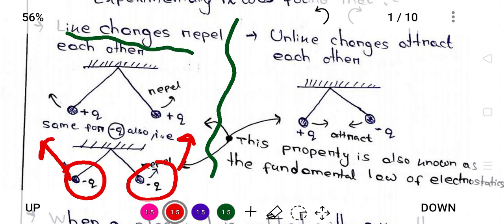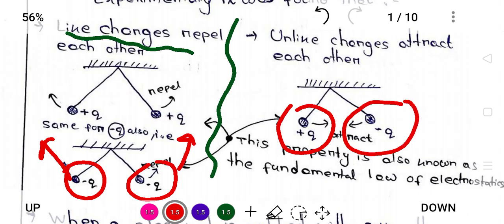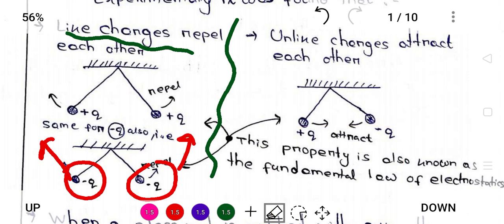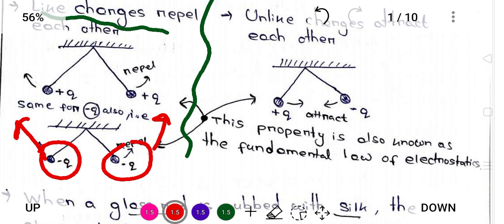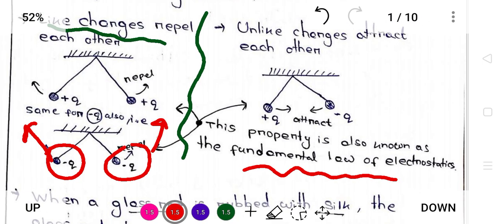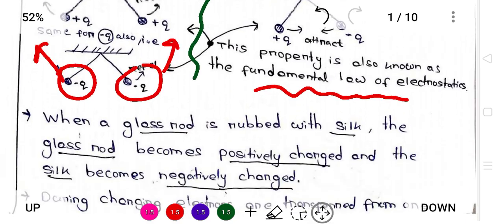Now consider another situation where one bob is given plus q charge and another bob is given minus q charge. In this case, it was observed that these two bobs started attracting each other, meaning they just moved towards each other. This is also known as the fundamental law of electrostatics. The fundamental law of electrostatics means like charges repel each other and unlike charges attract each other.